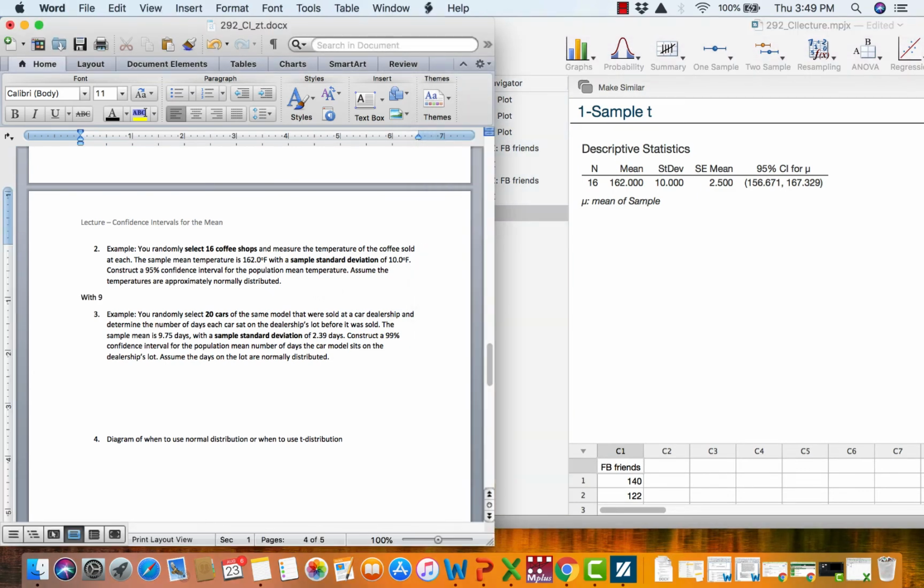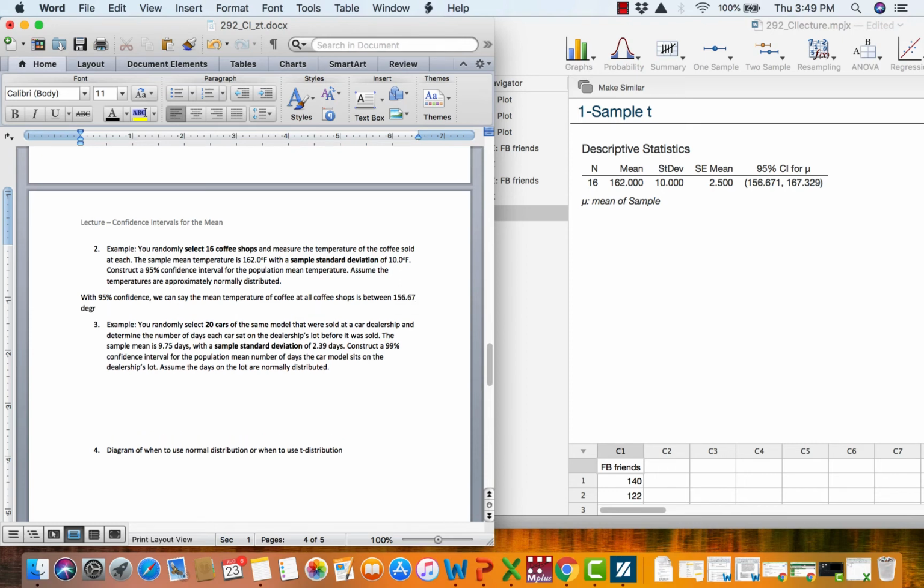We say with 95% confidence, we can say the mean temperature of coffee at all coffee shops is between 156.67 degrees Fahrenheit and 167.33 degrees Fahrenheit. All right, let's do another one.